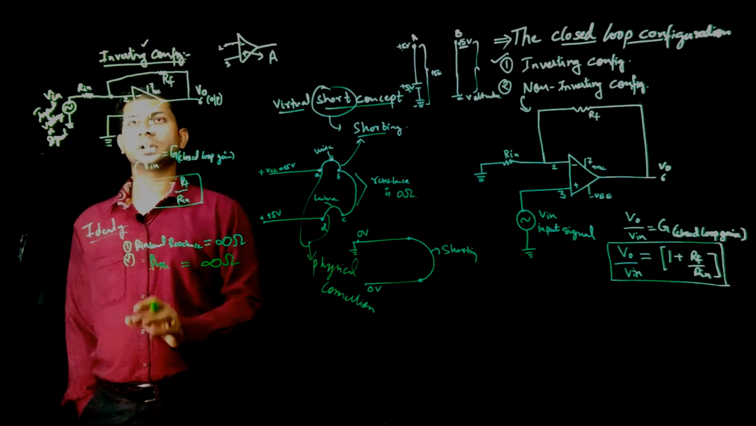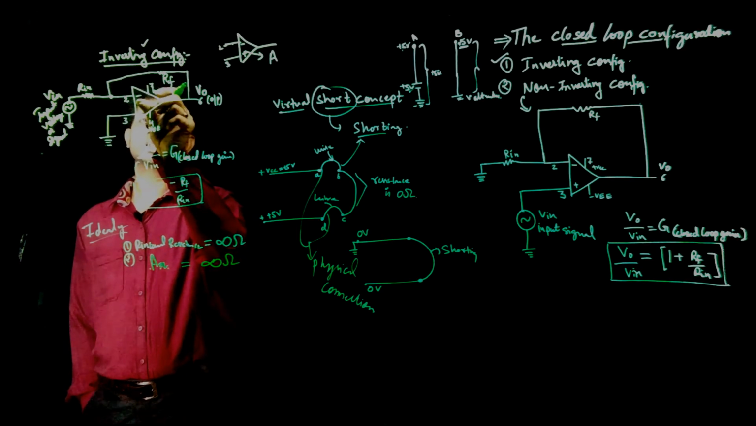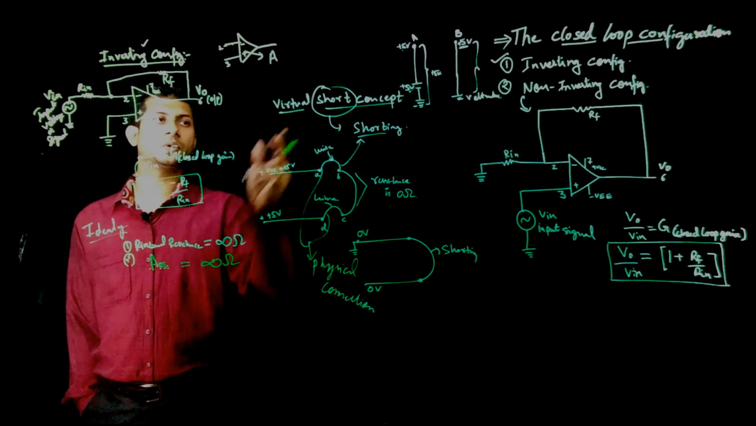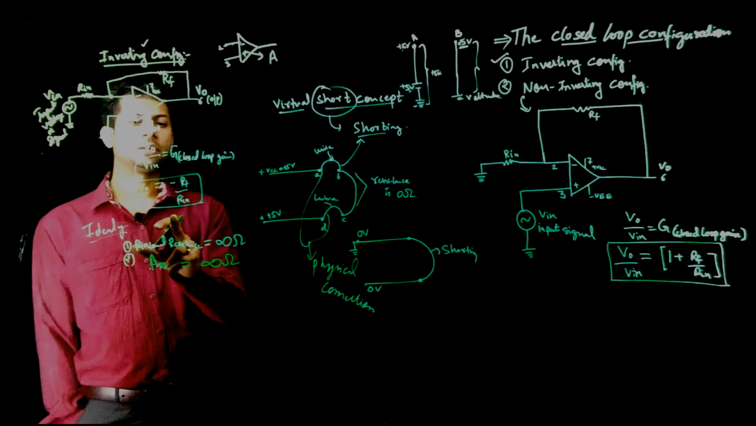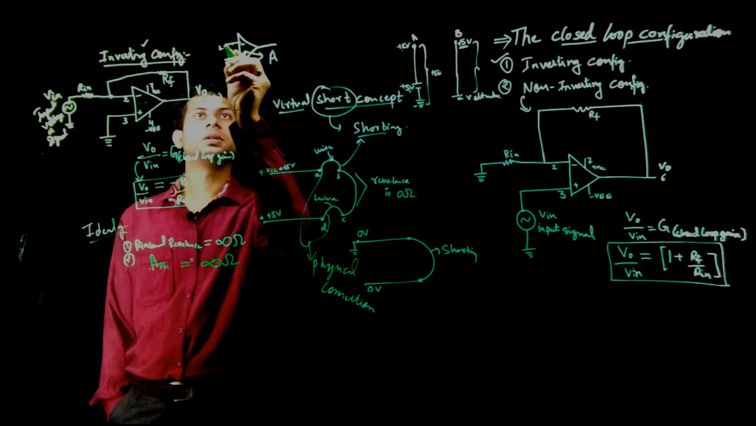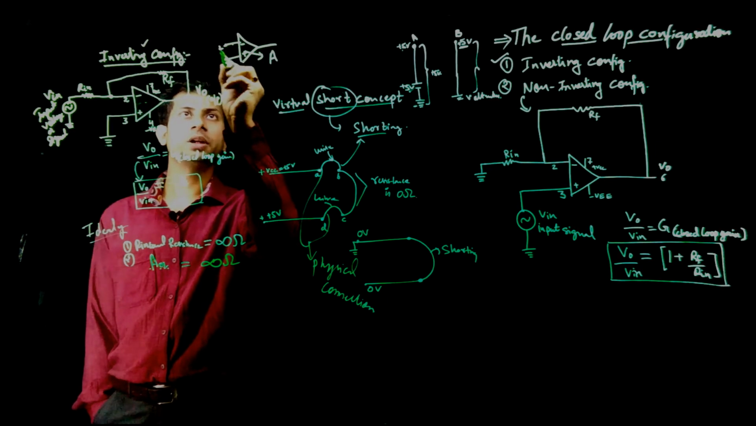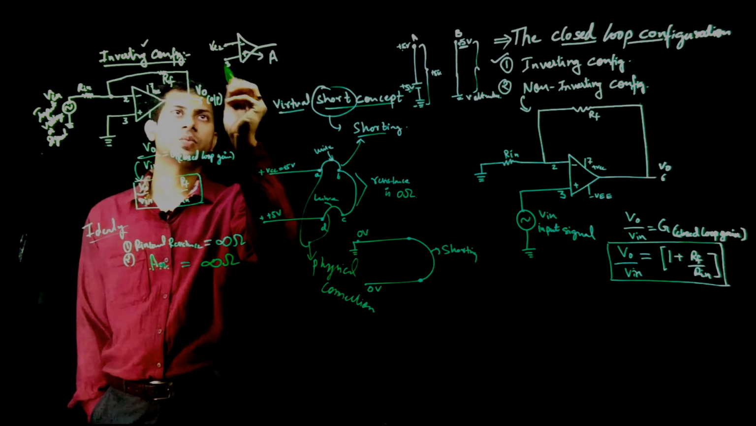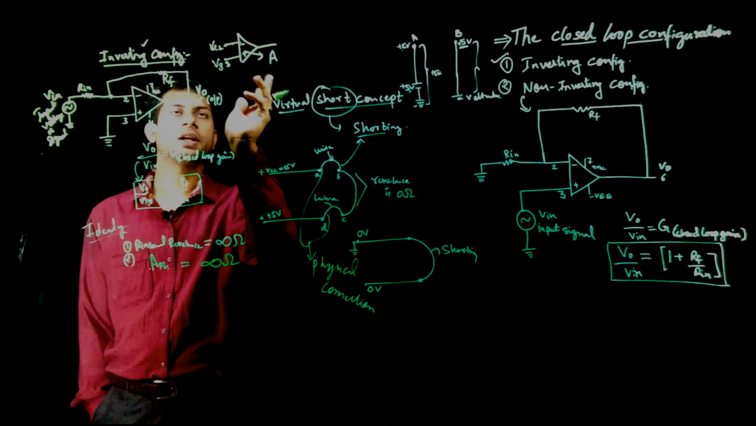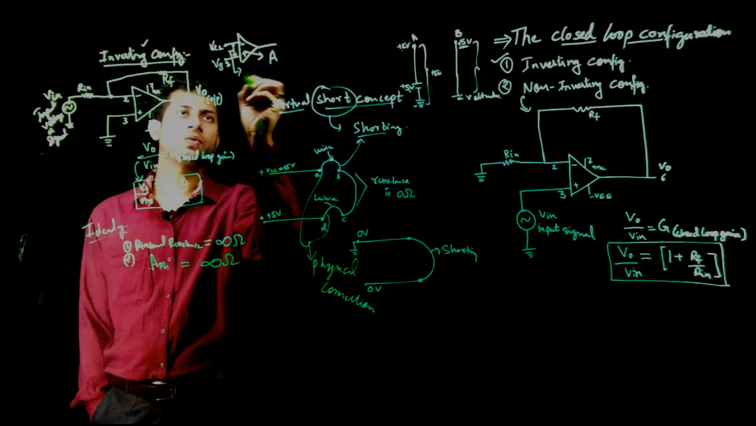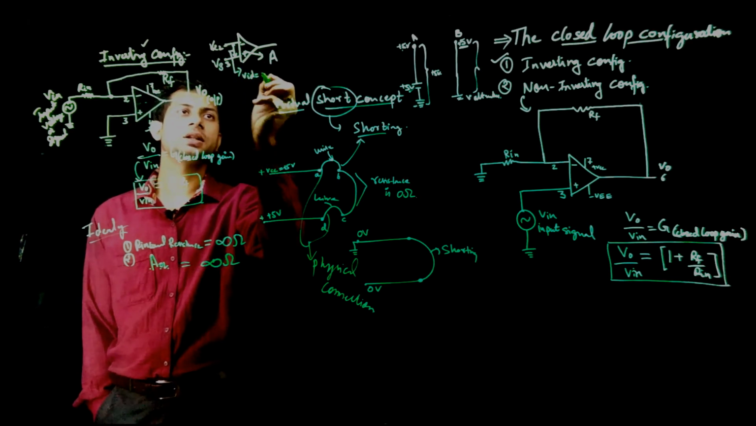By taking these two assumptions, we now start explaining this virtual short concept and why it is important to explain or derive these types of relationships. Now we take these two terminals, let the voltages at these points be V1 and V2, and let V3 be the voltage at this point, and the difference voltage VID is equal to V3 minus V2.